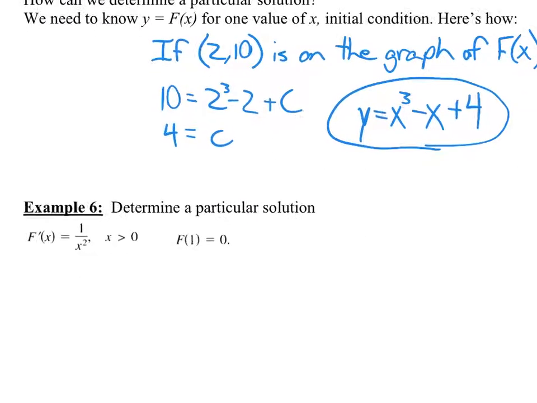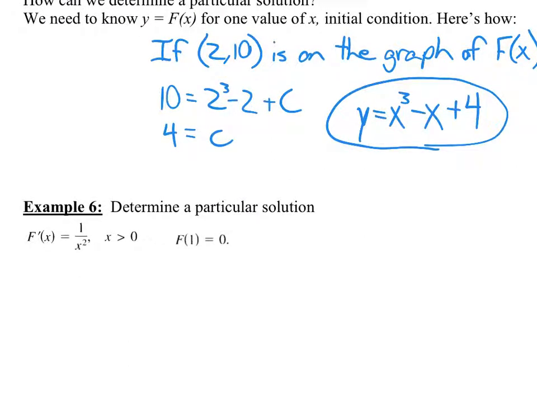If I know this one and I know that capital F of 1 equals 0, well, I would take the integral of 1 over x squared dx, which is the integral of x to the negative 2 dx. And what does that equal? Negative 1 over x to the first. If I add 1, it's going to be negative 1, so it's x to the negative 1 divided by negative 1, or just negative 1 over x, plus c.